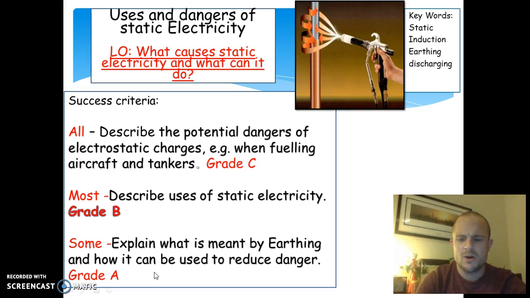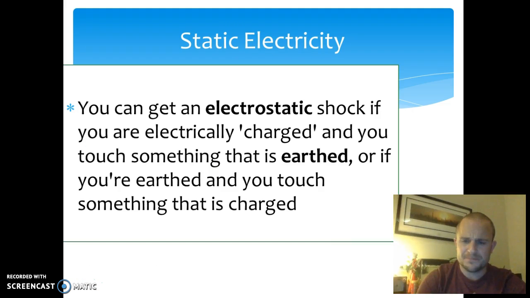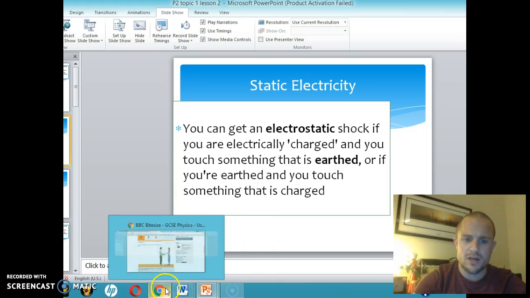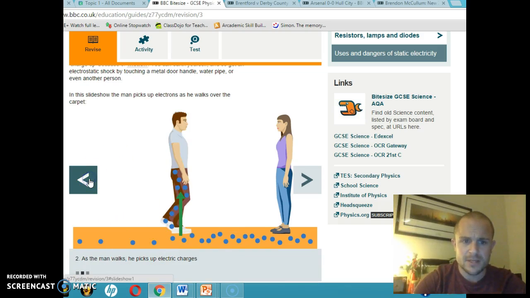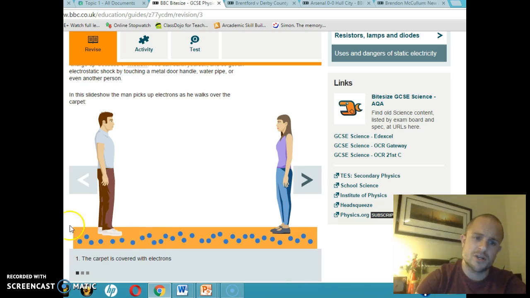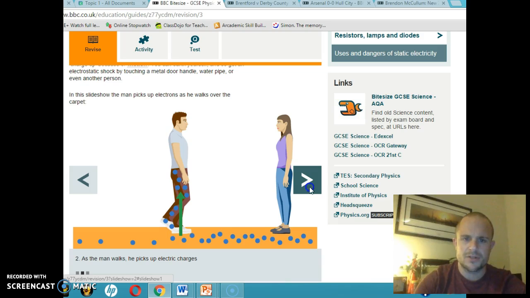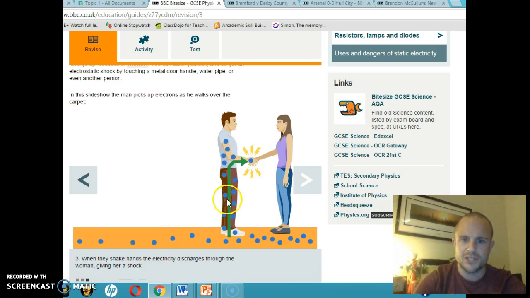So how are electrostatic charges built up, first of all, and how are they dangerous to us? As you're walking across a carpet, and I'm just going to use the BBC Bitesize website here to show you, friction is occurring with your socks, and electrons are being transferred from the carpet onto yourself, so now you become negatively charged. Now when you touch someone or an object, for instance, those electrons are flowing through you and jumping across the gap onto the person or the object, and this causes a little shock, and I'm sure you've all felt it before.